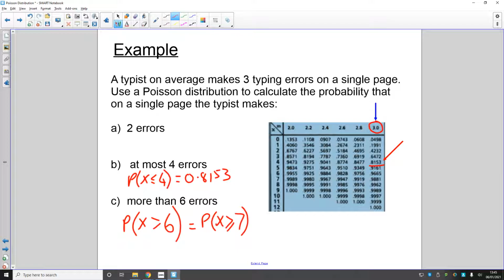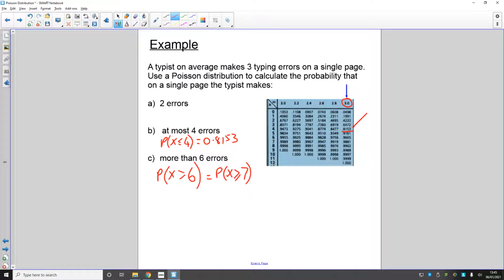Well, we don't want 6 or less. So everything would be 1, but we don't want the probabilities up to and including 6. So if we subtract that away from 1, it will give us the probability for more than 6 errors. So again, now we can use the table here. If I select where it's 6, then I'm looking at this value here, 0.9665. So from that table, I can do 1 minus 0.9665 to get my solution.